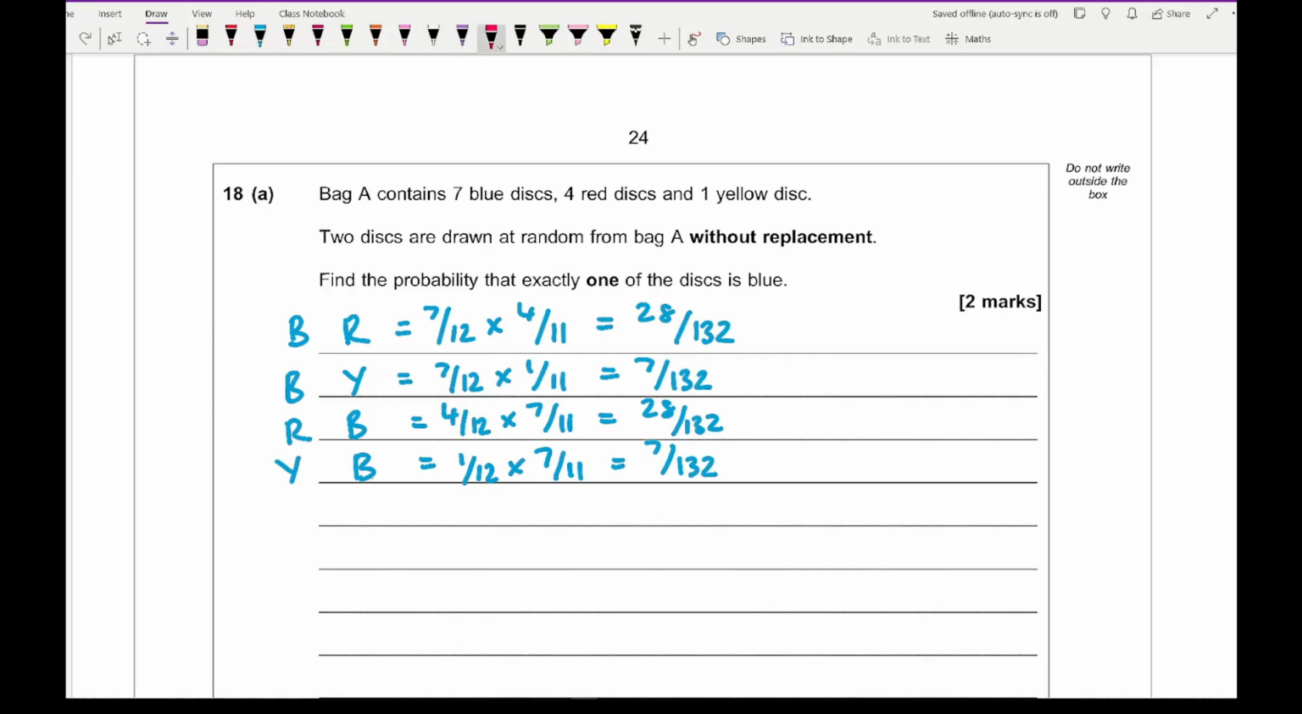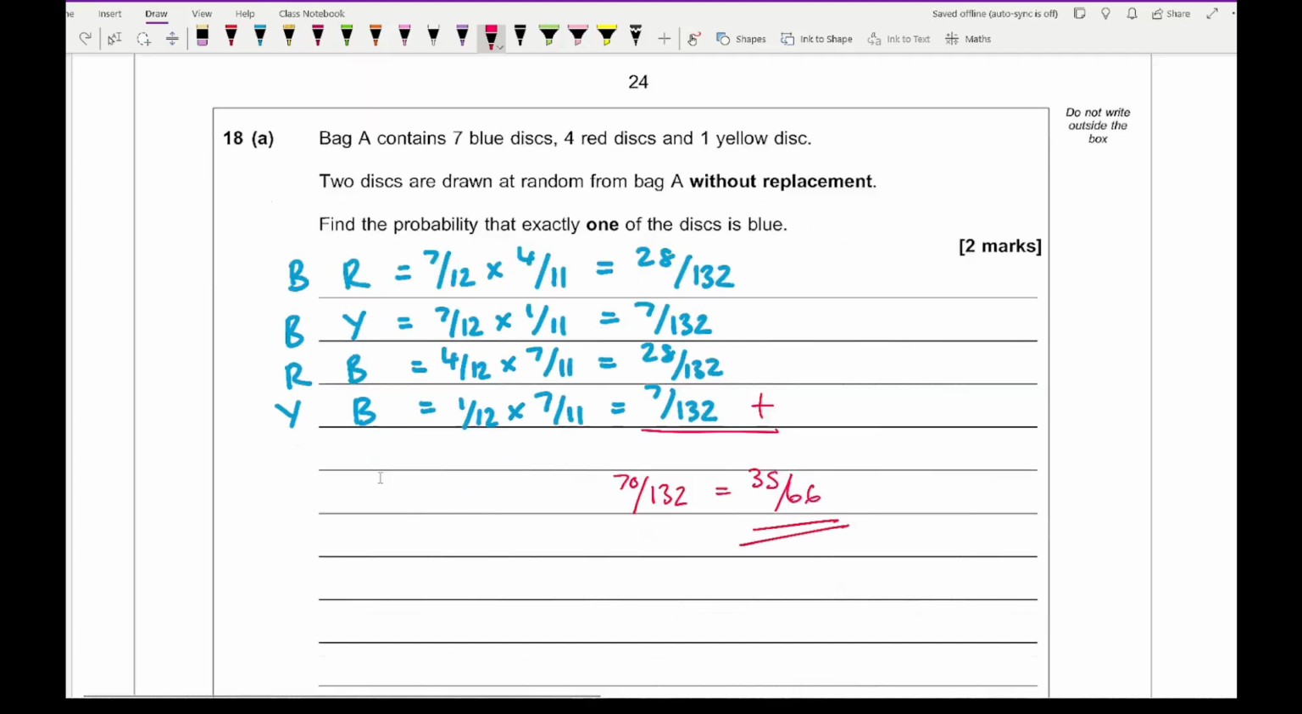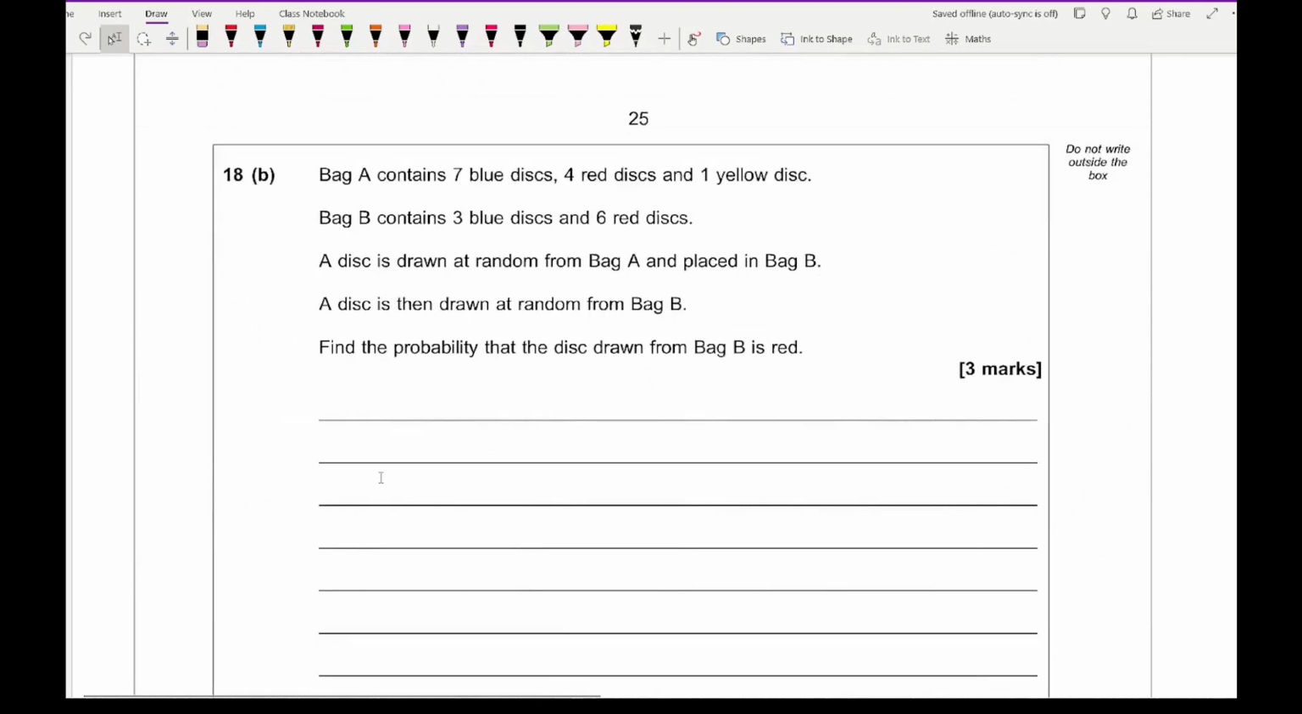7/132. Then the only thing that's left for me to then do is add those four probabilities together, in which I get 70/132, which simplifies to give me 35/66.